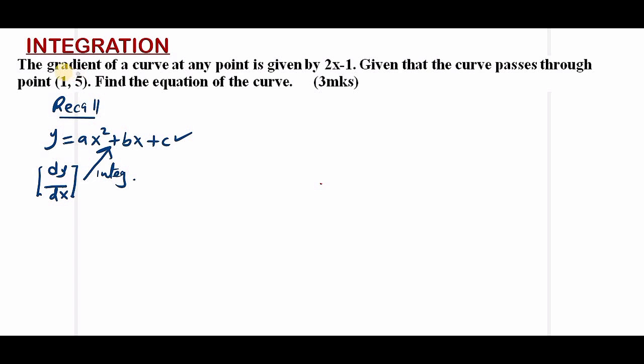And for our case here, we are already told that the gradient of the curve at any point is given by 2x minus 1. So that means that the gradient function dy/dx is 2x minus 1. And therefore, we can get back to the equation of the curve by simply integrating the gradient function. So we are going to integrate 2x minus 1 with respect to x.